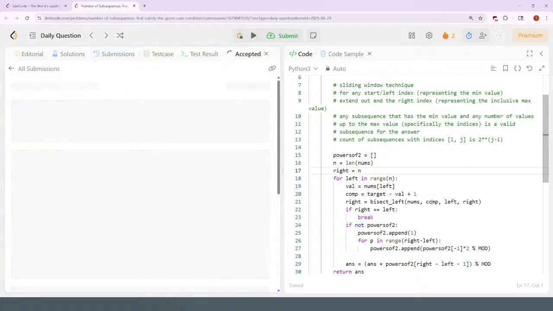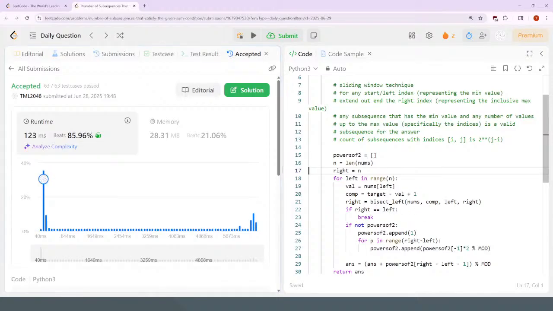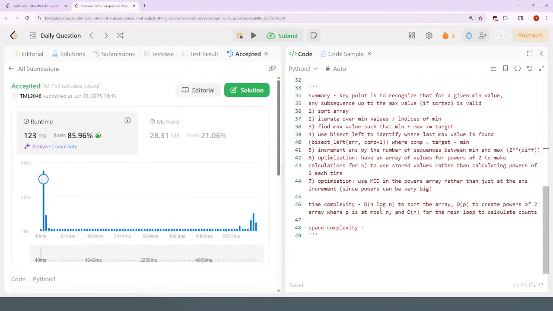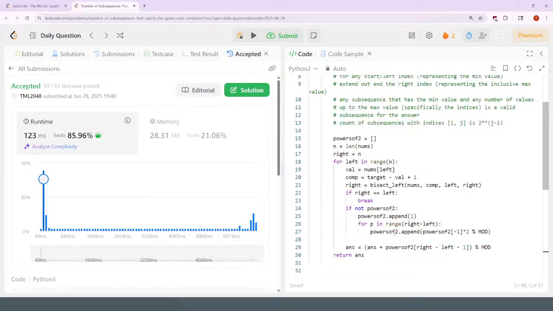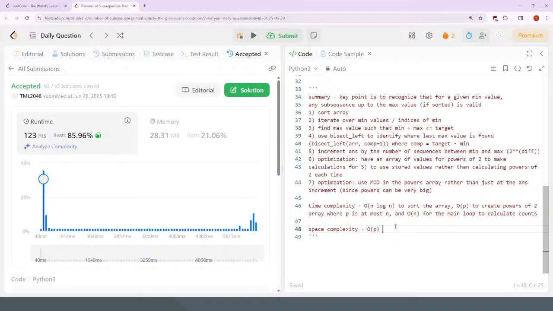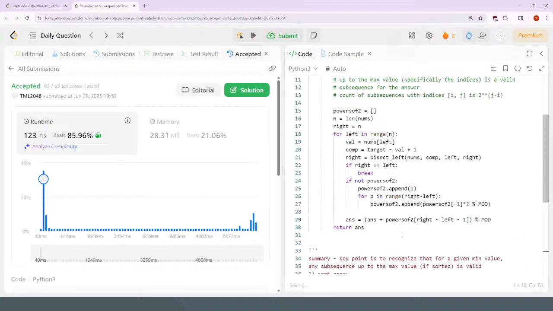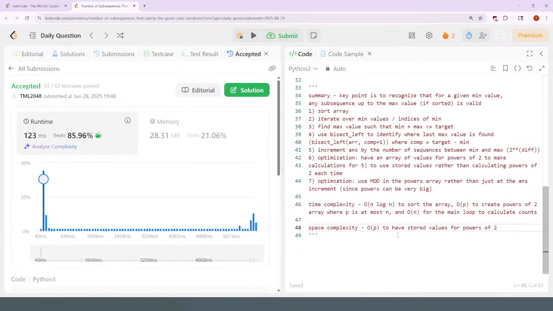I'm a little confused because this in theory should be faster using bounds on a search, binary search, than going through all the values. But going through all the values is at most n as well. I don't know. Space complexity, this is going to be O of P to have stored values for powers of 2. Everything else is the same. Alright.